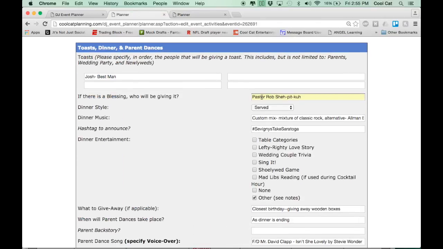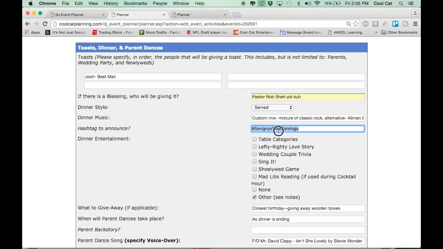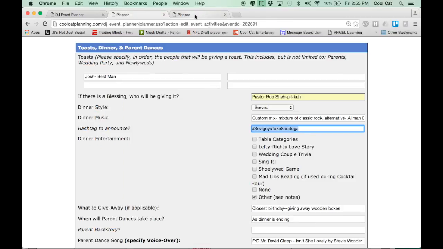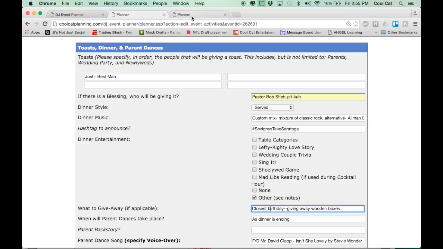So right after the blessing, you're going to take the microphone back, which gives you an opportunity for a few announcements before dinner. So they have a hashtag here. I like to make a little bit more instruction for me. That way I don't forget to look at the next box here. So you figure the toast will probably take like 10 minutes. And the dinner announcements are hashtag, as well as closest birthday they're doing. So we're going to put that here.